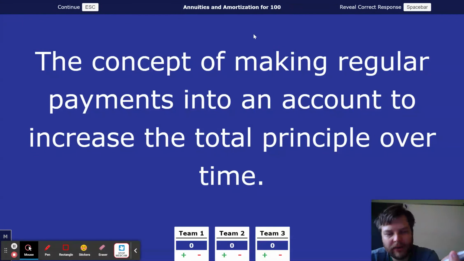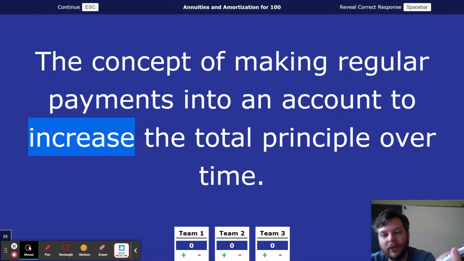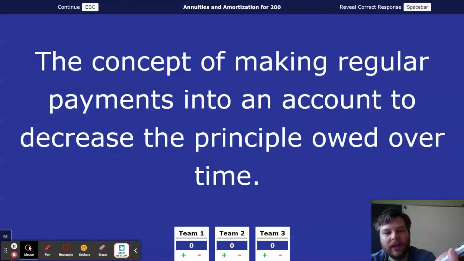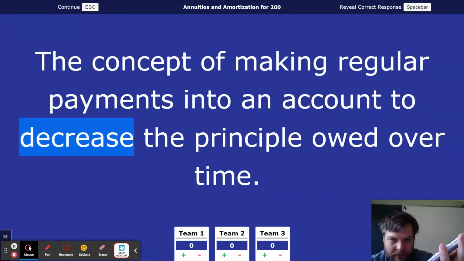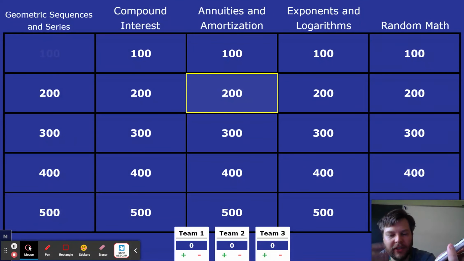All right, now we're into the next one, annuities and amortization. If we are making regular payments into an account to increase the amount, then that's annuity. Annuities are when you're putting more money in and you're getting more money over time. Now, if we are decreasing the payments, that's amortization. That means you took out a loan and you're paying it back over time. Okay? So annuity means you're putting more into savings. Amortization means you're paying off an initial loan.